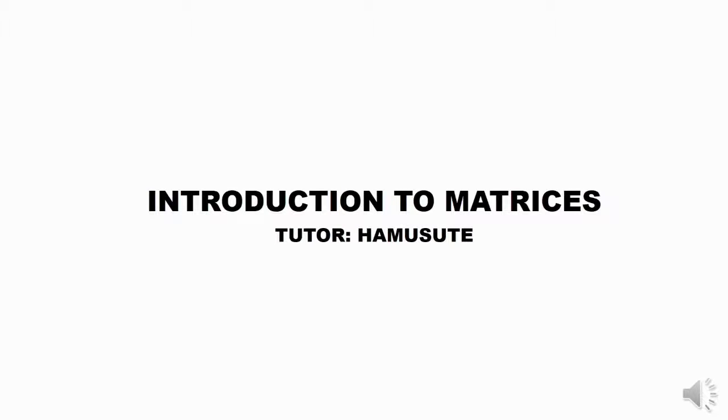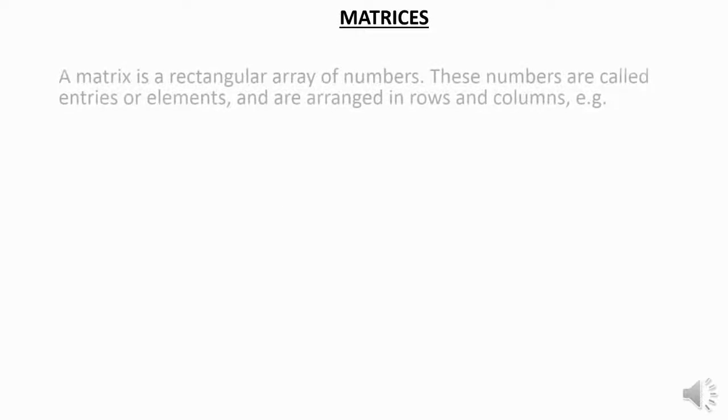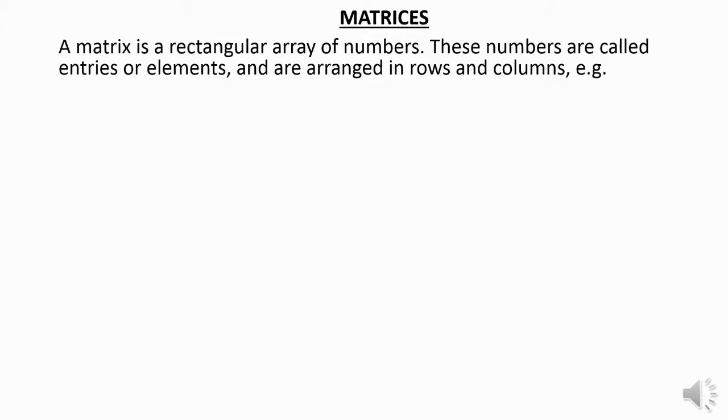Welcome. We want to look at the introduction to matrices. What is a matrix? How do we define a matrix? A matrix is a rectangular array of numbers. These numbers are called entries or elements and are arranged in rows and columns. For example, this is an example of a matrix.